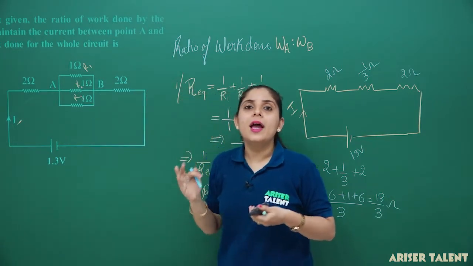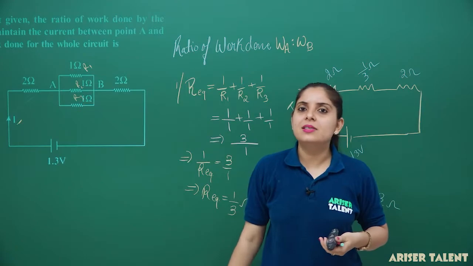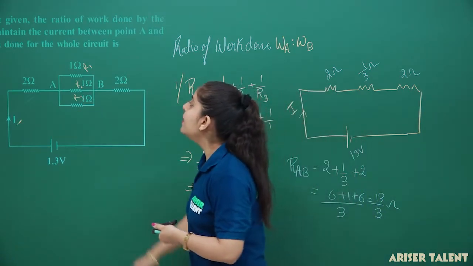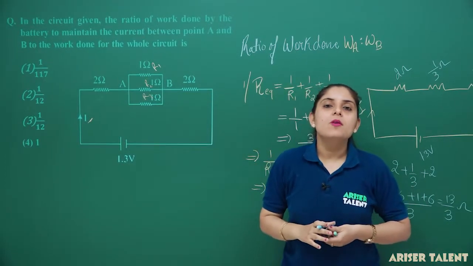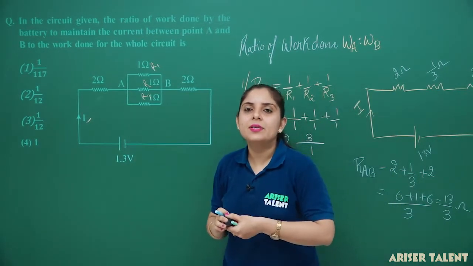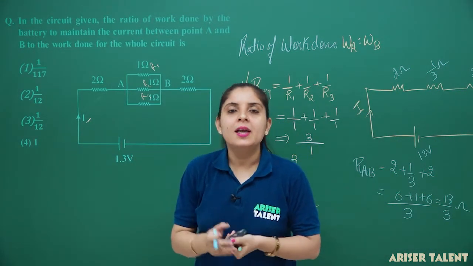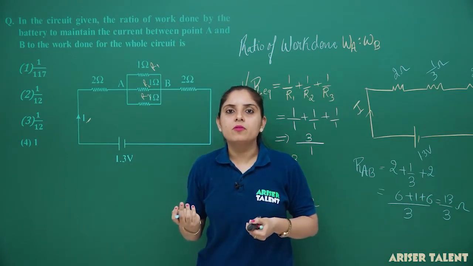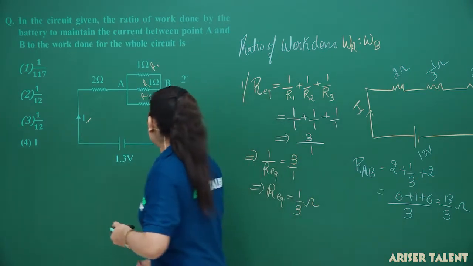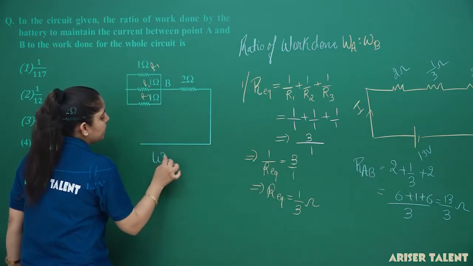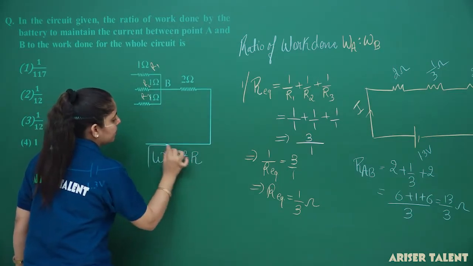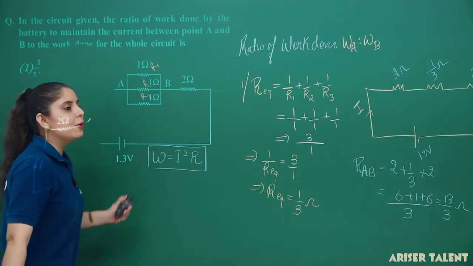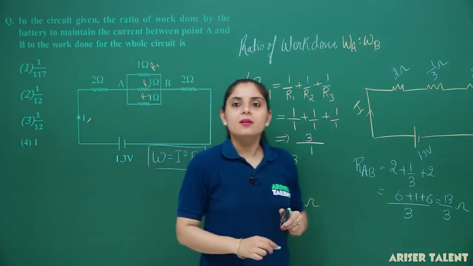But we do not have to find out only the equivalent resistance. Actually, we have to determine the ratio of work done in both the systems. Work done in any system is dissipated in the form of energy, and that energy will be in the form of heat energy. So for calculating the work done, we will use the formula I square R. This is the formula for calculating the work done in the system.